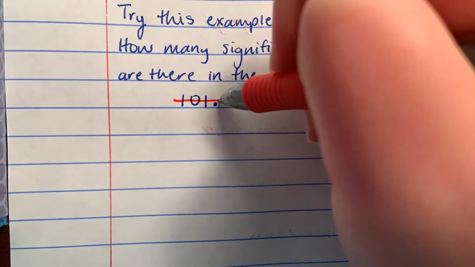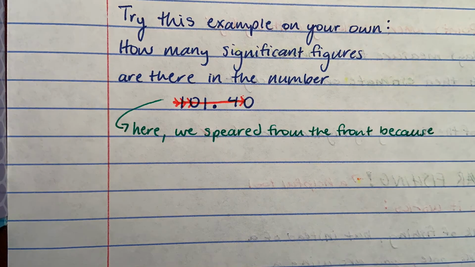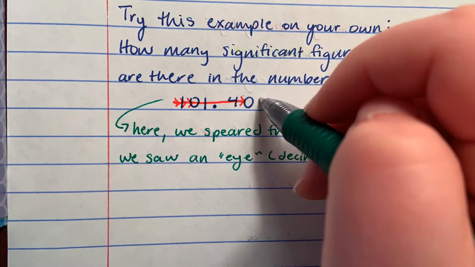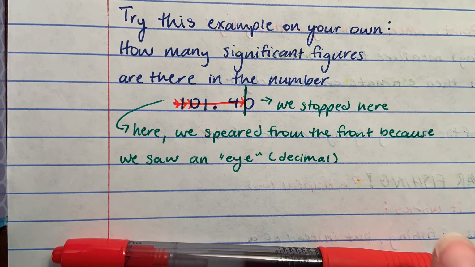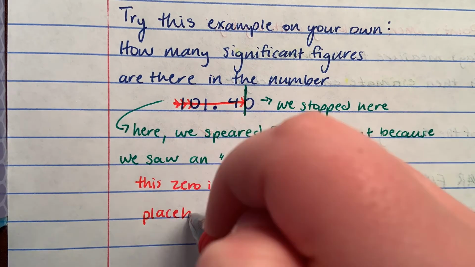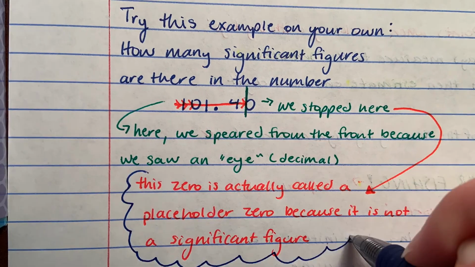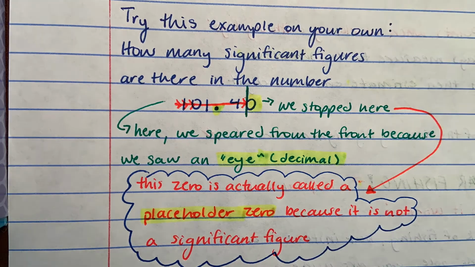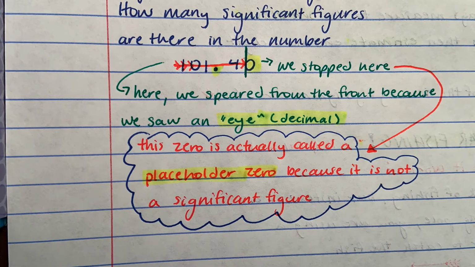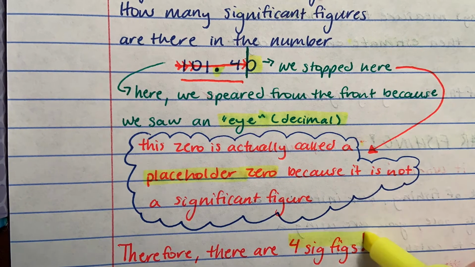Okay, hopefully you did that on your own. We're going to spear from the front because we saw an I, or the decimal in this case, which is the same thing. And we're going to stop at the 0 because we hit flesh. And technically this 0 is called a placeholder 0 because it's not a significant figure, which is what we were talking about in the beginning with significant figures not being zeros. So you should have gotten that there are 4 significant figures which are underlined there in red.